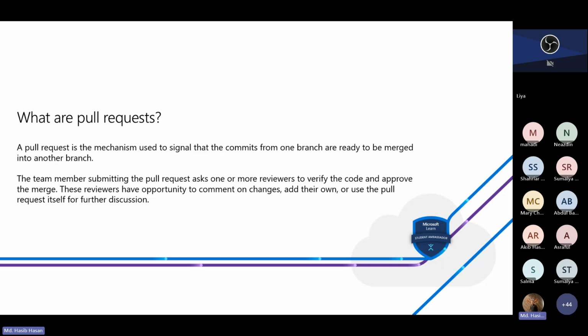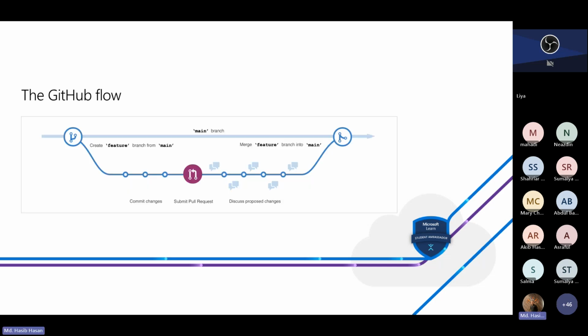A pull request is the mechanism used to signal that the commits from one branch are to be merged into another branch. The team member submitting the pull request asks one or more reviewers to verify the code and approve the merge. These reviewers have the opportunity to comment on changes on their own or use the pull request itself for further discussion. This is the GitHub flow. This is how it works.